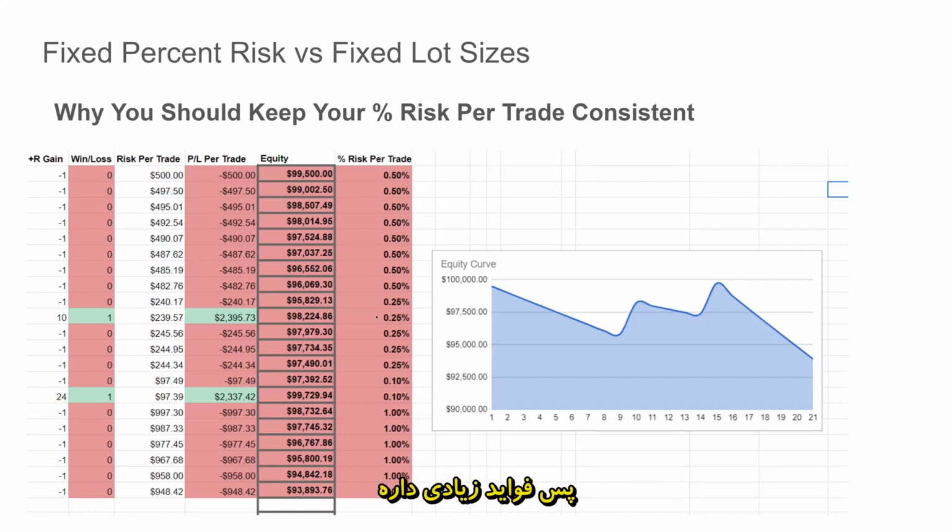So there's a lot of pros to it. Honestly, I don't think there's any downsides to using a fixed percent risk. It's probably the best way to do it, which is why we all do it. If there were a better way, I'm sure we would say otherwise, and we would do it that way.